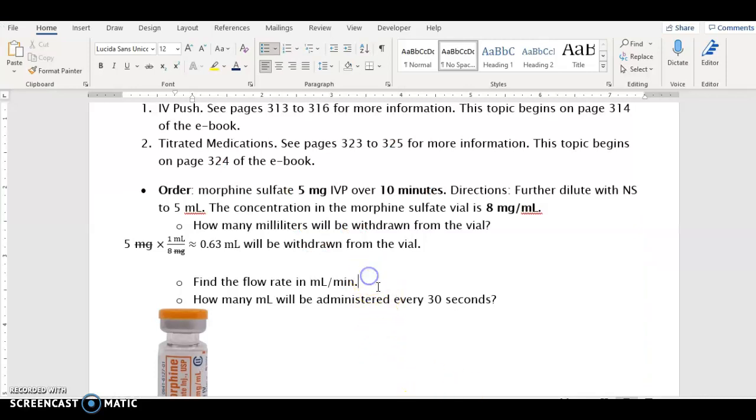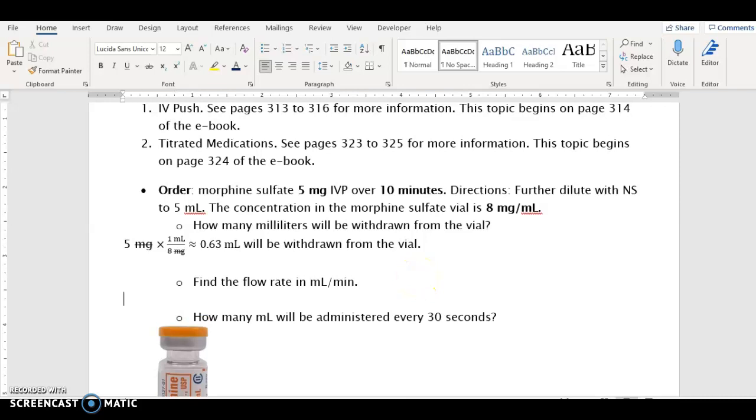Okay, so then the second part of the question says to find the flow rate in milliliters per minute. So how do we do that? You're going to take the total number of milliliters and then divide by the number of minutes. We know it's going to take about 10 minutes. It says administer the medication over 10 minutes.